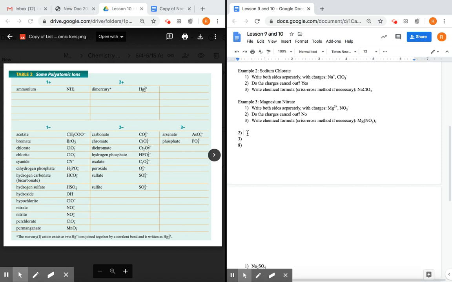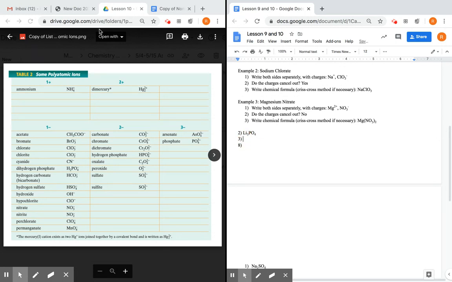And if you write out the charges separately, you're going to see that the crisscross method is necessary, and that 3 from the phosphate is going to go right after the lithium. So Li, 3, and then for phosphate, we just type out the entire formula, PO4. So Li3PO4. There we go. The -3 charge cancels out the 3 plus charges.